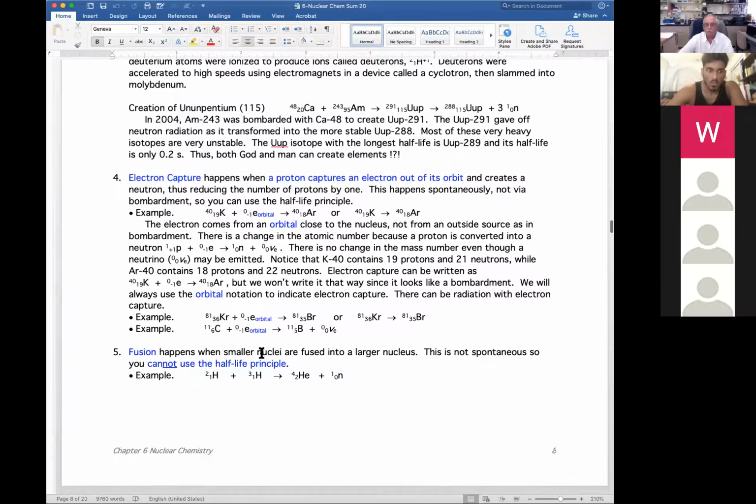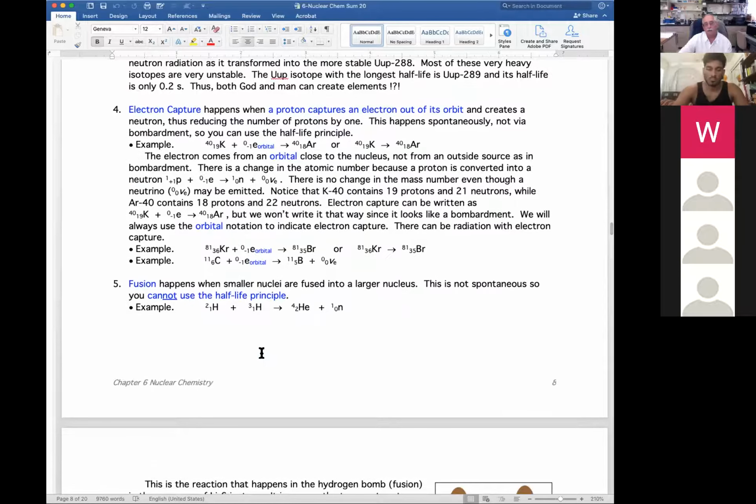An electron capture happens spontaneously within the atom itself. So every so often, an electron close to the nucleus basically gets sucked into the nucleus. When it does that, it combines with a proton and they form a neutron. So notice that with potassium, and this is part of itself, right? So this is not bombardment.